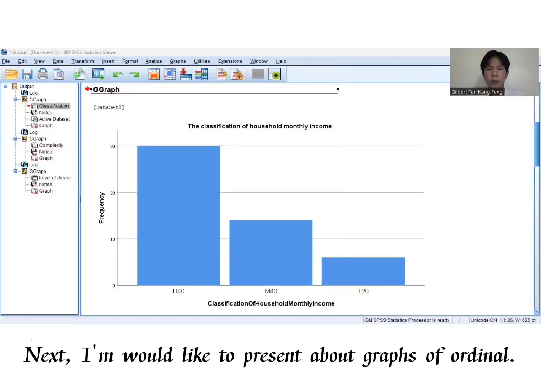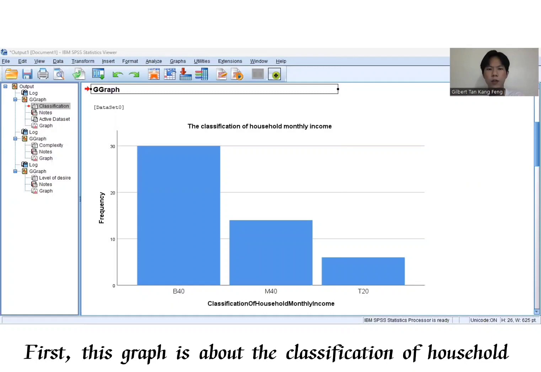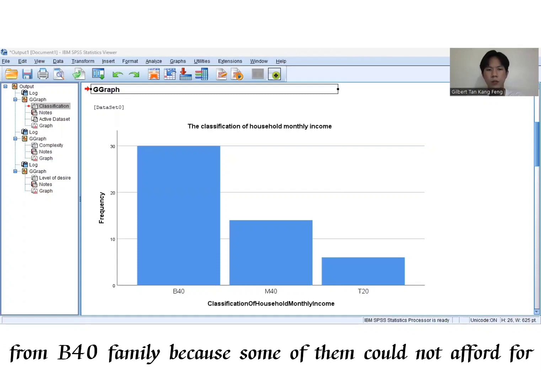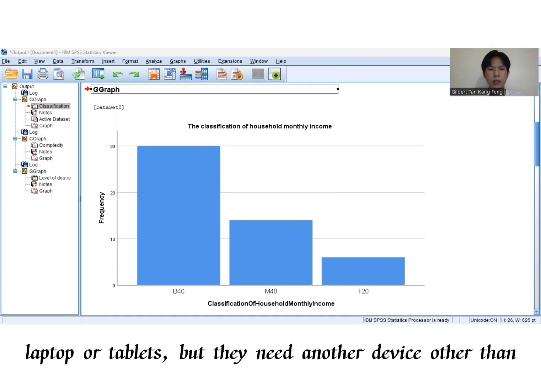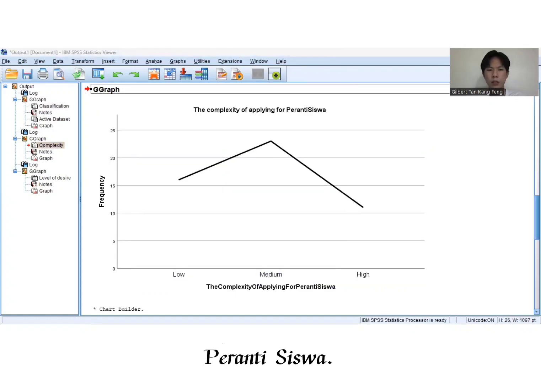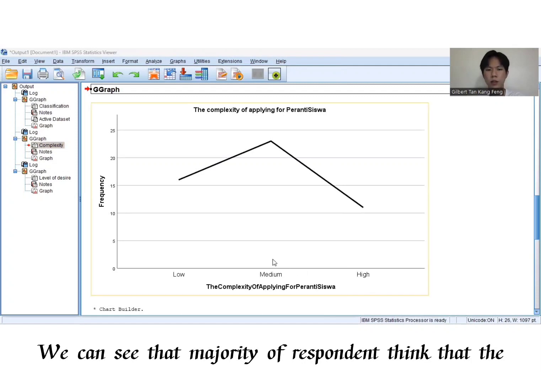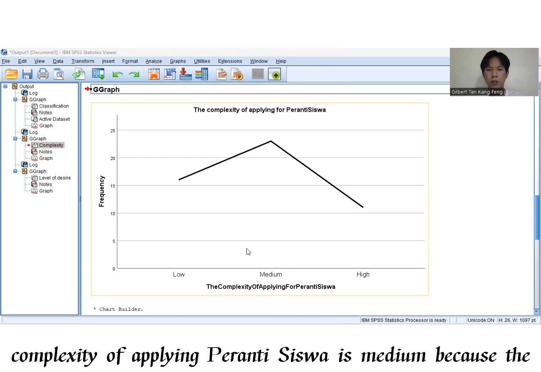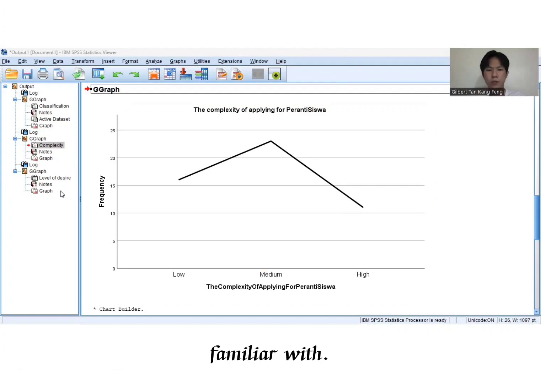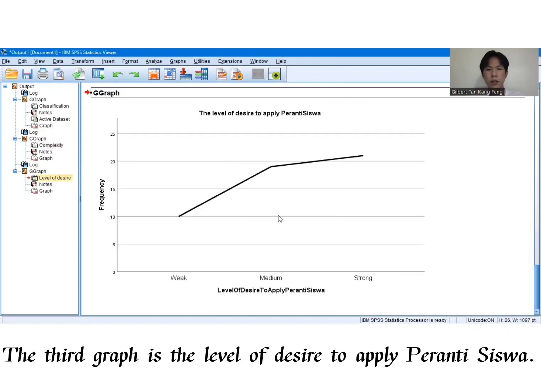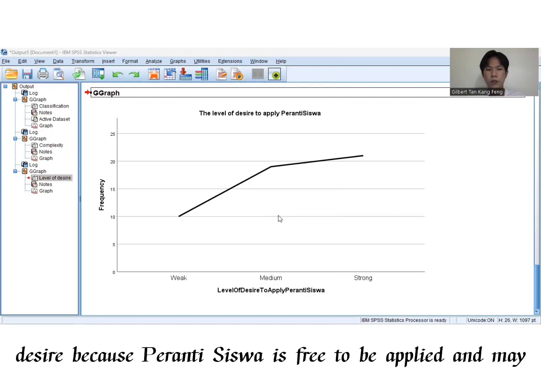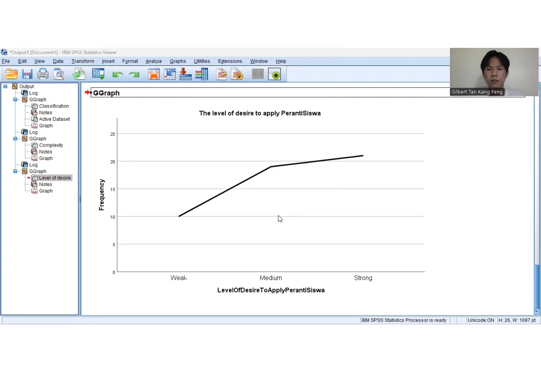Next, I would like to present the graphs of ordinal. First, this graph is about the classification of household monthly income. The majority of respondents that apply for Peranti Siswa come from B40 families because some of them cannot afford laptops or tablets, but they need a device other than smartphones to complete their assignments or homework. Next, this graph is about the complexity of applying for Peranti Siswa. We can see that the majority of respondents think that the complexity of applying is medium because the procedure is almost the same as the application for other scholarships, which they are already familiar with. The third graph is the level of desire to apply for Peranti Siswa. We can see that the majority of respondents have a high level of desire because Peranti Siswa is free to apply for and will help them perform better in their studies.